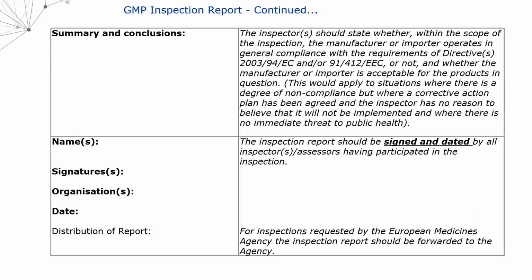And finally, the names and signatures of the organization, signed by the inspectors and whoever the auditors are, those signatures will be taken, and this will be taken as proof of audit. And based on that, further 483s or warning letters will be issued after this site inspection report is given.